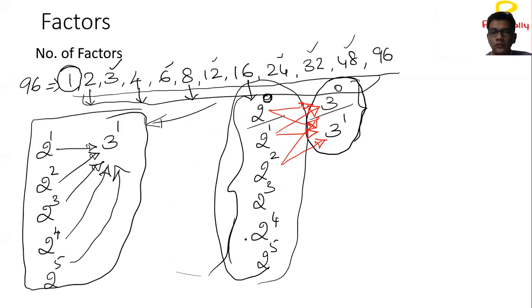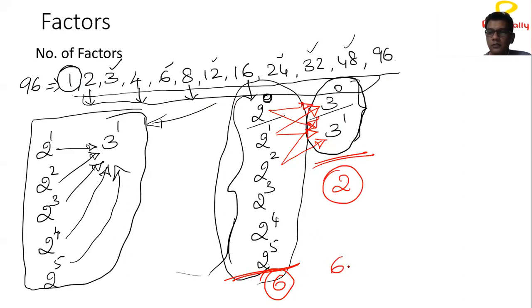Now, how many values do you find on the left hand side? That is, how many powers of 2 do you find on the left hand side? 6 powers of 2. And how many powers of 3 do you find on the right hand side? 2 powers of 3. So what are you multiplying? You are multiplying 6 powers of 2 with 2 powers of 3. What is the value you get? 12, which is nothing but your total number of factors. Did you guys understand this?